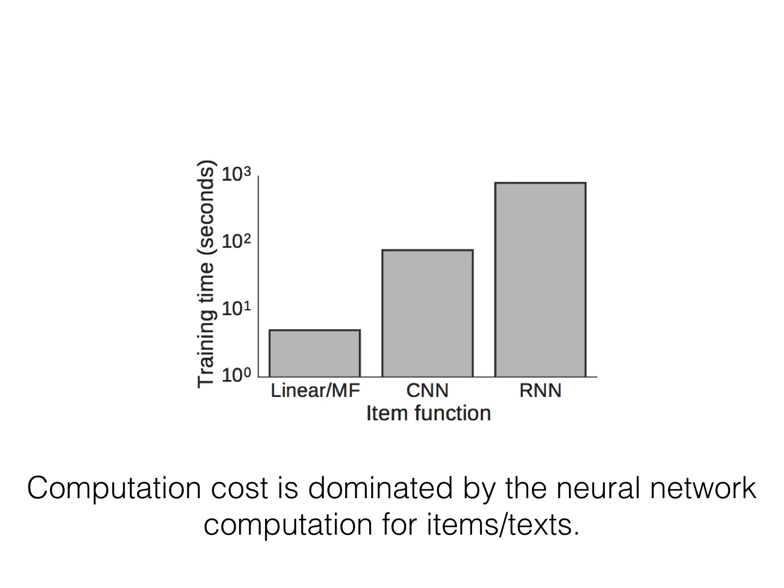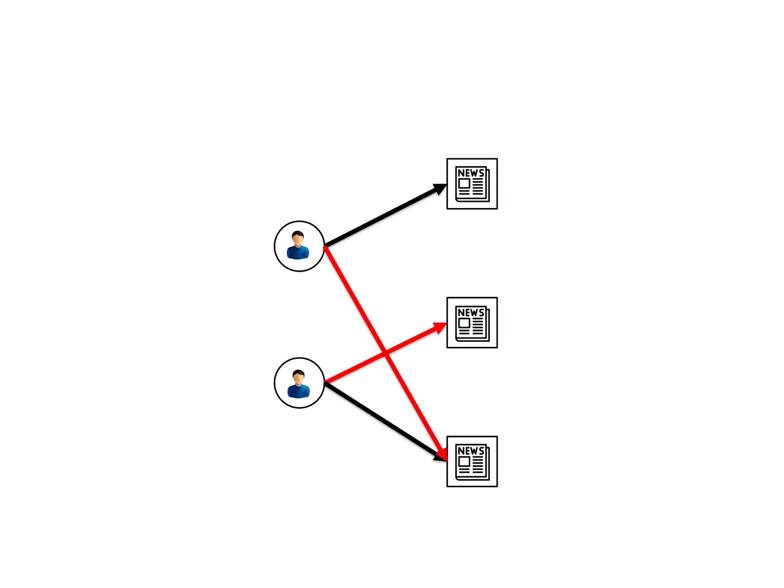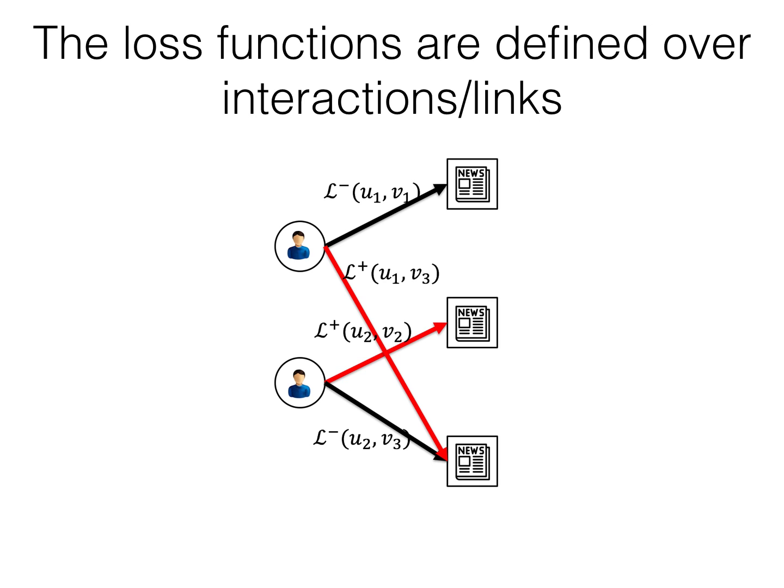We observe that computation cost is dominated by the neural network computation, forward and backward, for items. We identify a connection between computation cost and the user-item interaction graph. Here positive interactions between user and text are colored red, and negative interactions are colored black. The loss functions are defined over interactions, or links, between users and items.